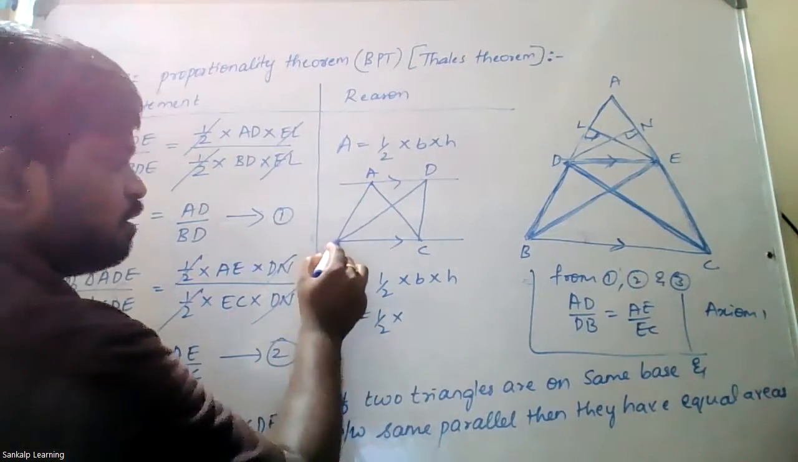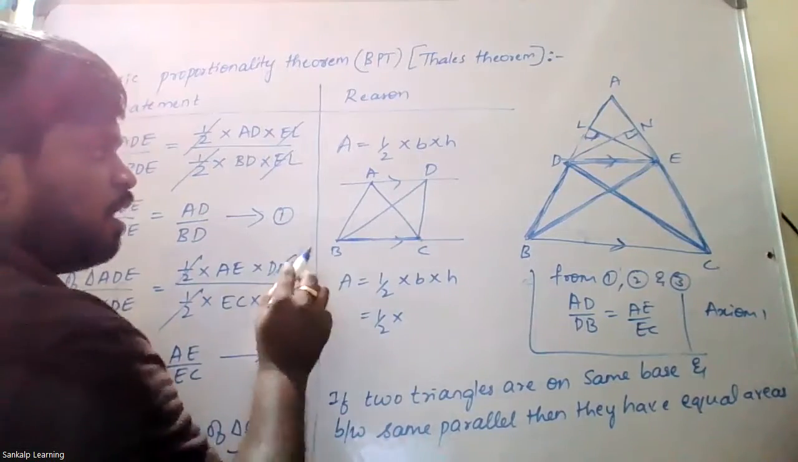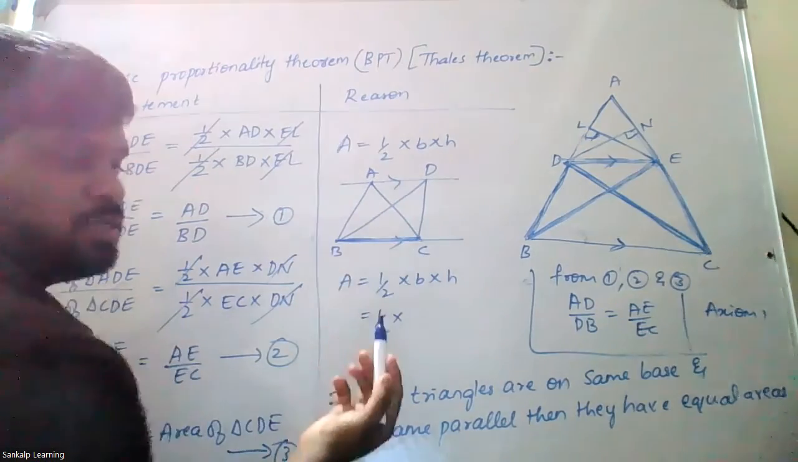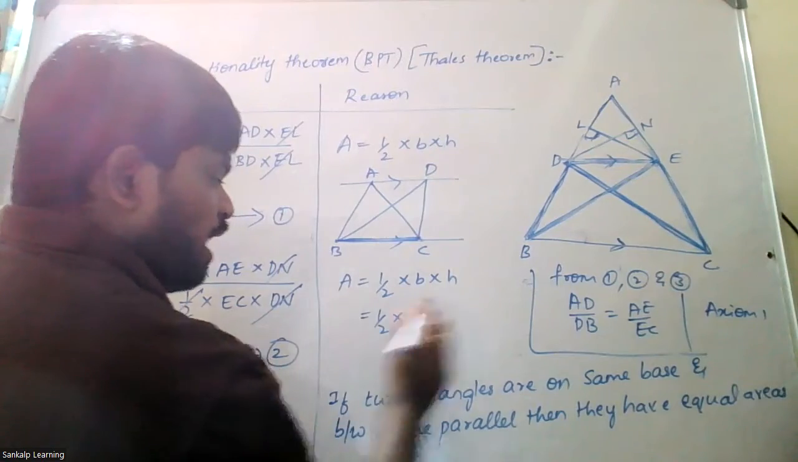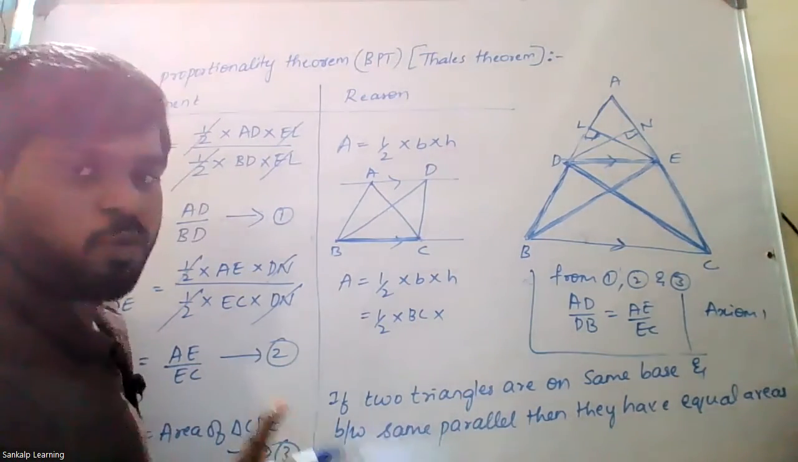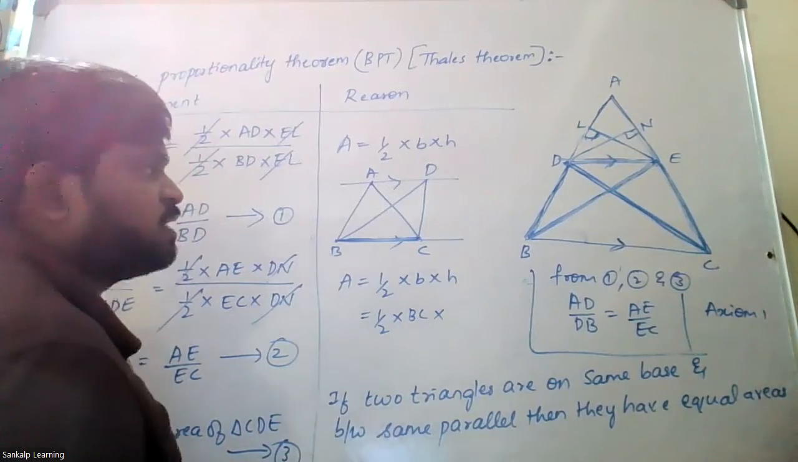If you observe, this BC is the base. I'll take BC as the base. Now if you observe, for triangle ABC also BC is the base. For triangle DBC also BC is the base. So half into base into height. If you observe, what is height? It is the perpendicular line drawn from the opposite vertex.